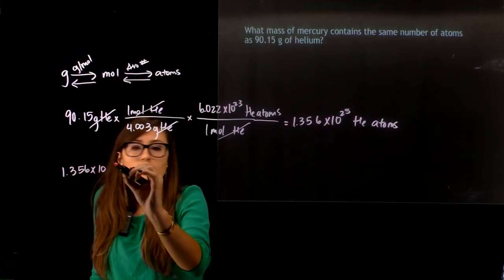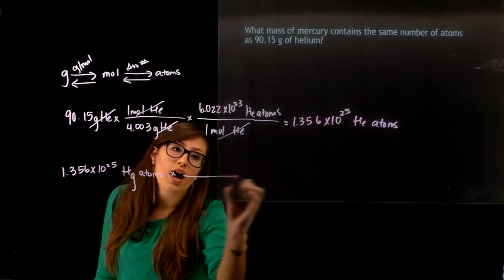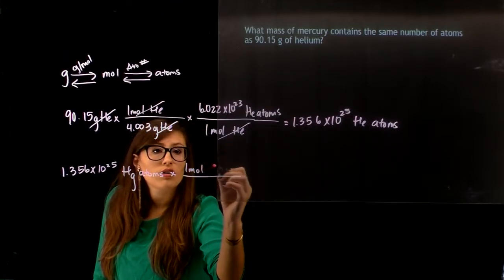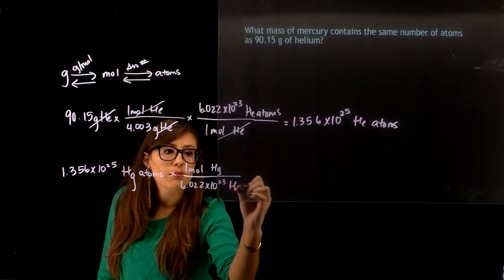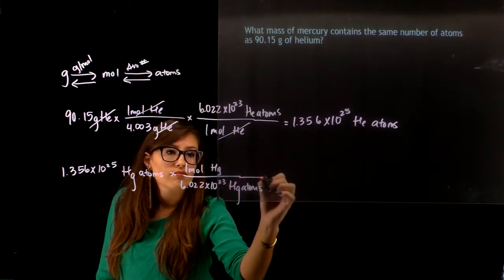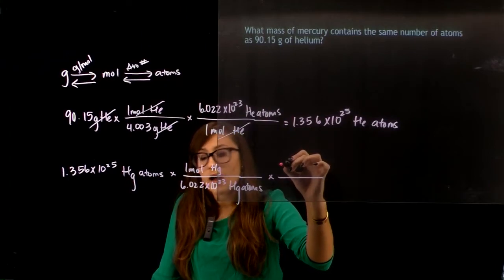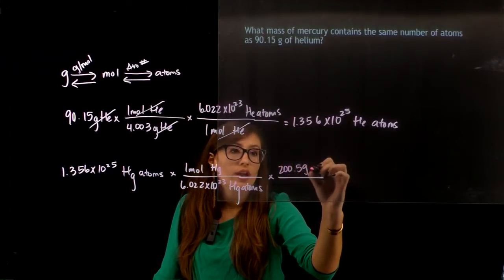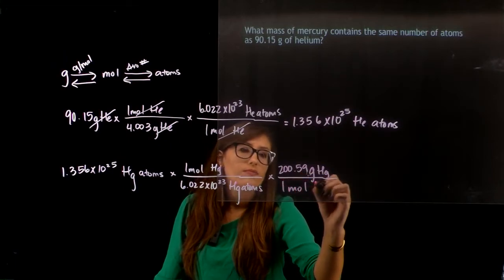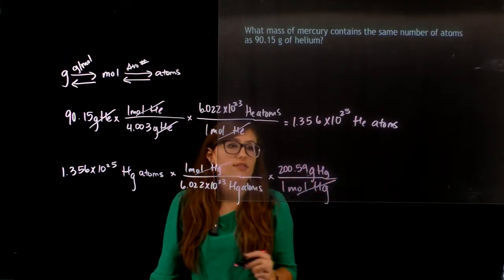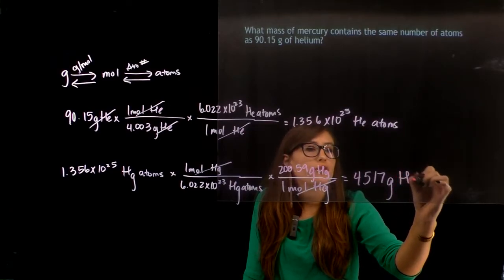So we have 1.356 times 10 to the 25th mercury atoms multiplied by Avogadro's number, so 1 mole of mercury per 6.022 times 10 to the 23rd mercury atoms, multiplied by the atomic mass of mercury, and we want grams on top, so 200.59 grams of mercury per 1 mole of mercury. So moles and moles cancel out, and we're left with 4,517 grams of mercury.